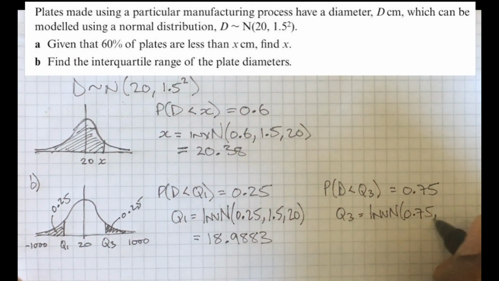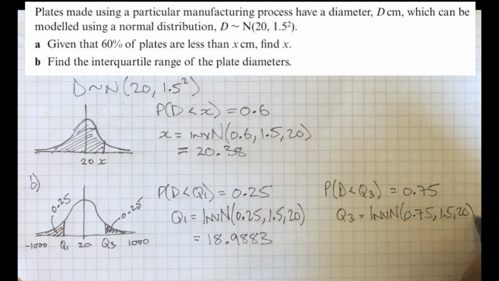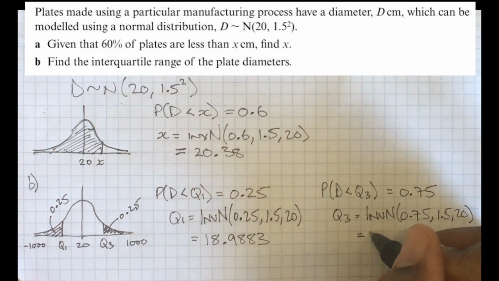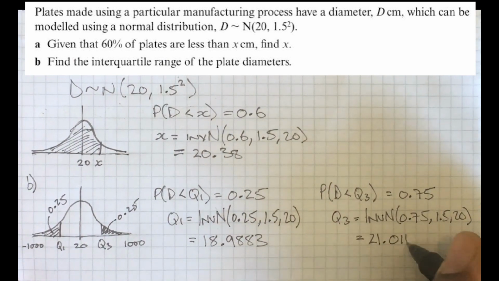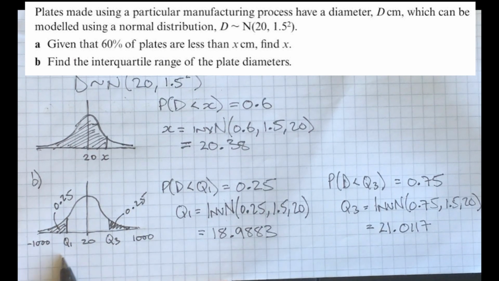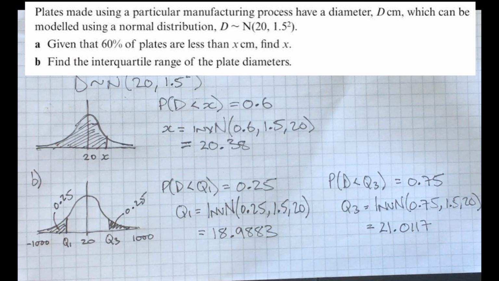Okay, inverse function, very much the same, with a 75% in the first space, and that gives us an upper quartile of 21.0117 centimeters. Upper and lower quartile, because we knew 25% and 75%. The question won't give that to you. They expect that to be base knowledge around quartiles, which we worked quite extensively with in year 12.